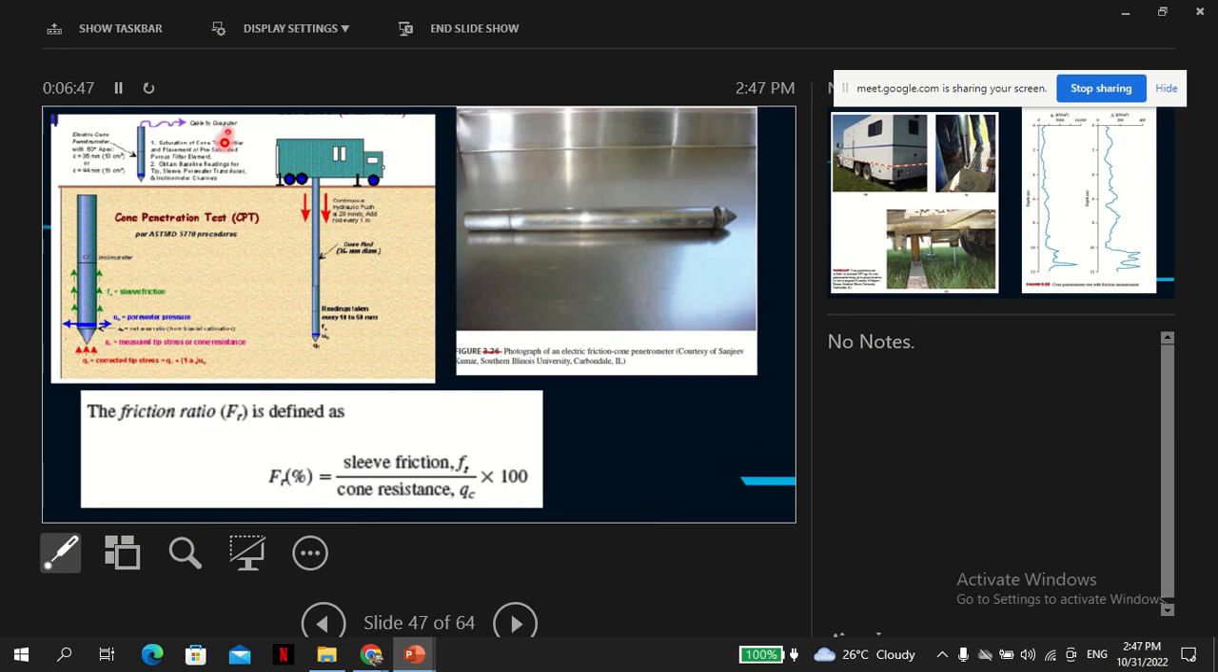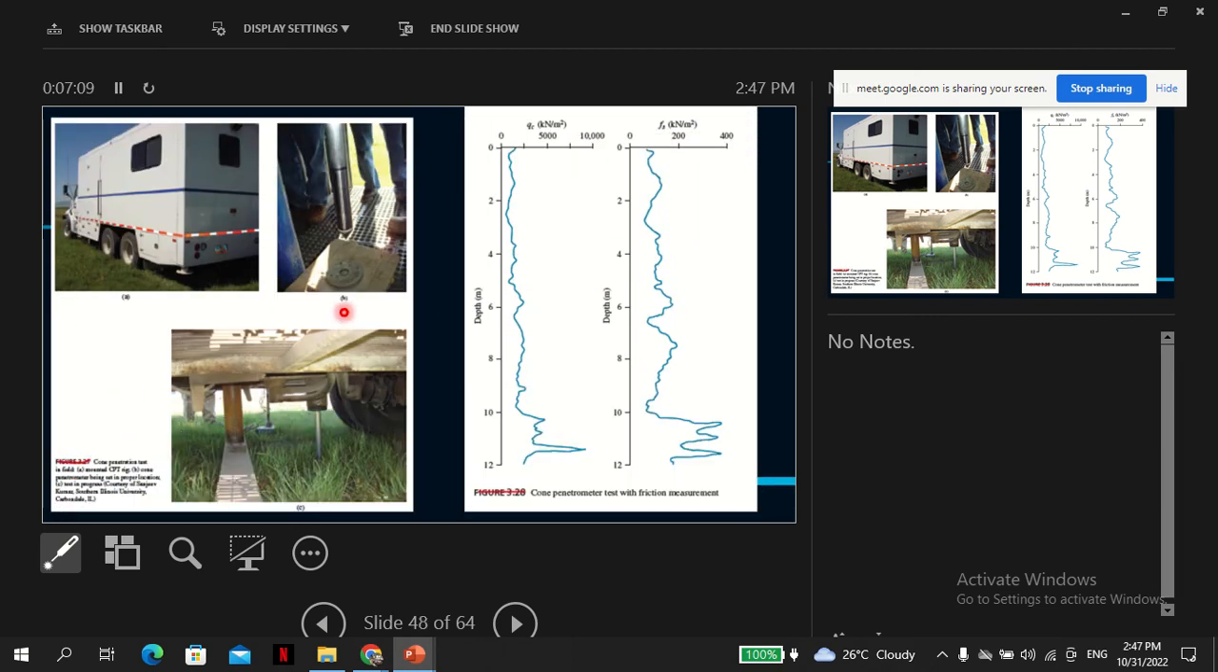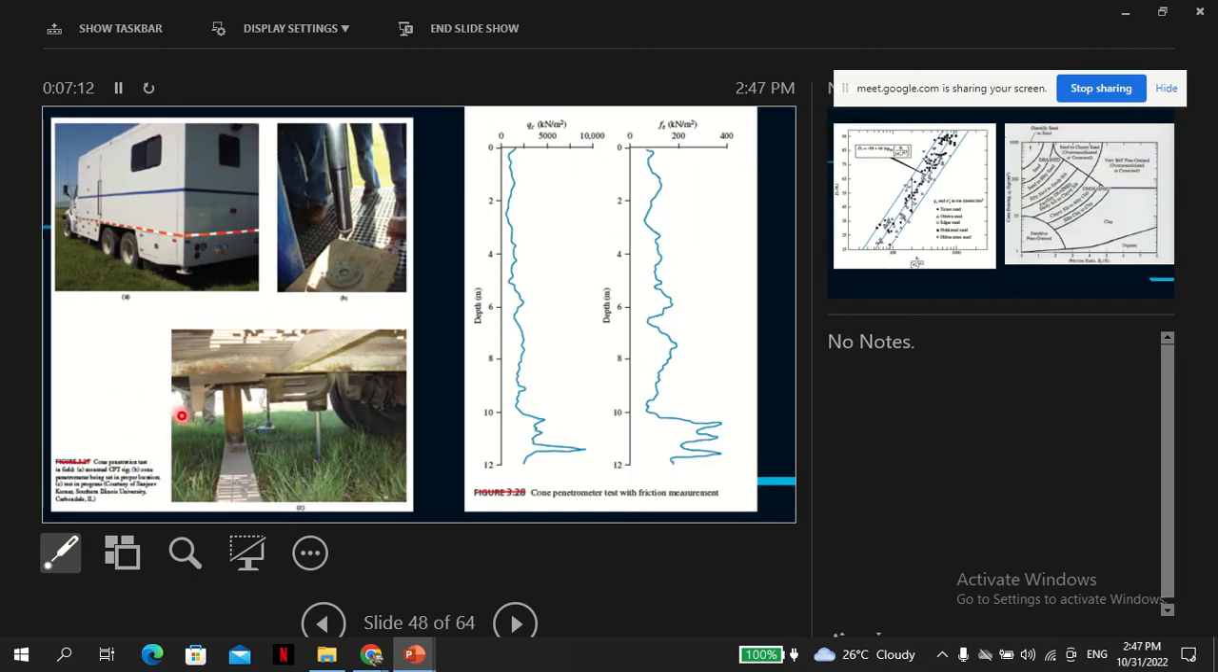So this is the vehicle that is supposed to give the reaction to the driving force. This is the tip, and then there's a sleeve. They have some sensors that can measure. This is the actual photo you can see on the right. The friction ratio is defined as the sleeve friction over the cone resistance. This is an actual photo of what is happening.